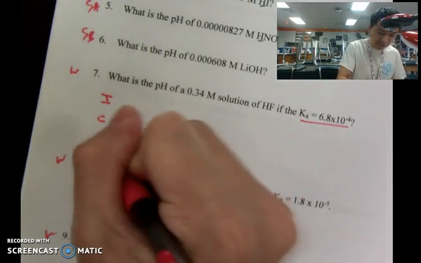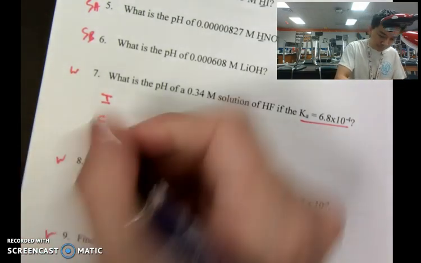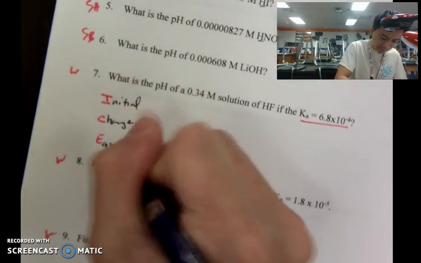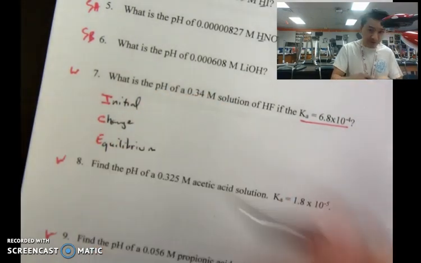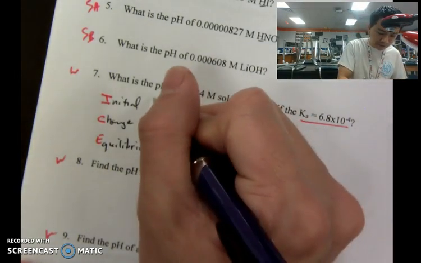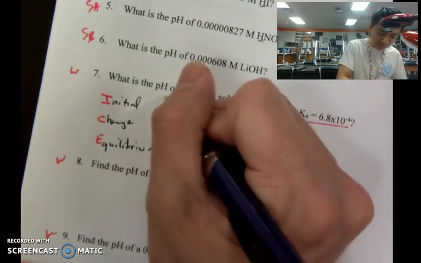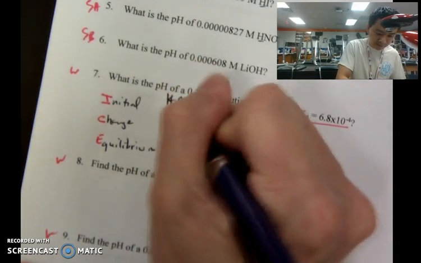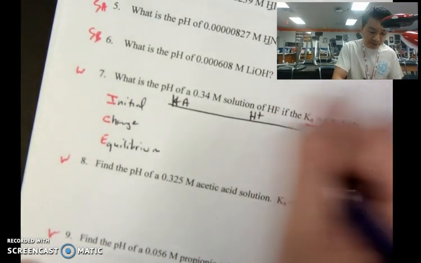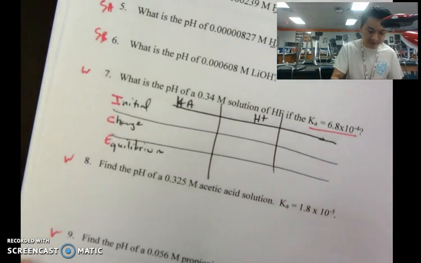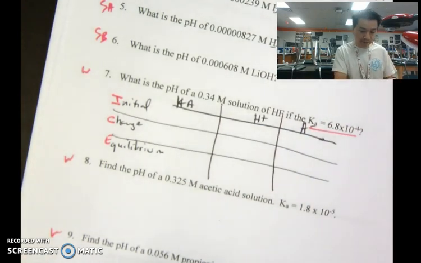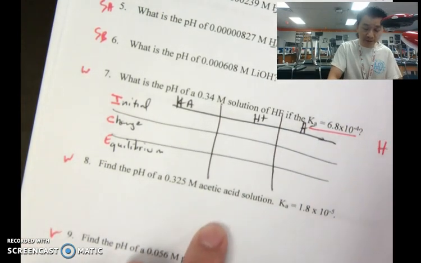ICE. Okay? I is initial. C is the change. E is the equilibrium. Equilibrium is when they're constant, when they're stable. Okay? And so you have this original concentration, the HA, and then the H plus, and the last part is the ion, whichever the A minus is. So this ICE table looks like that. Okay? pH of HF.